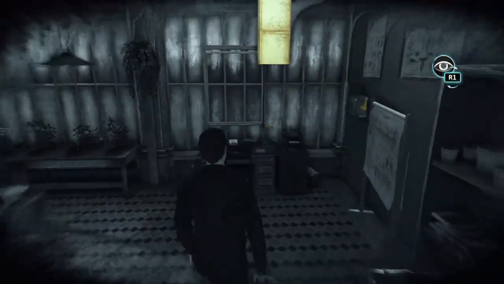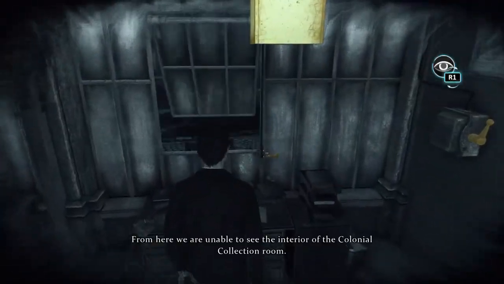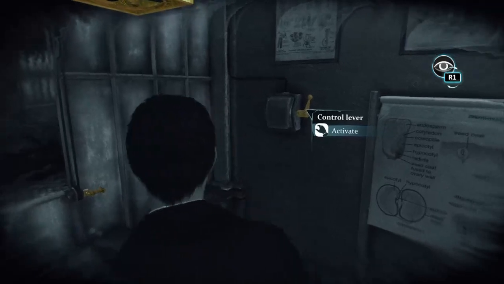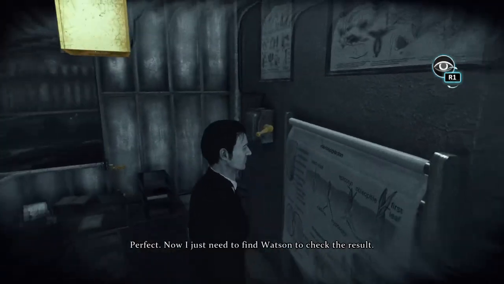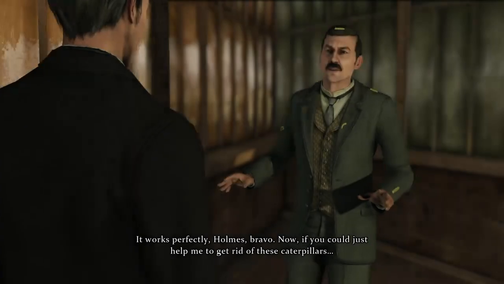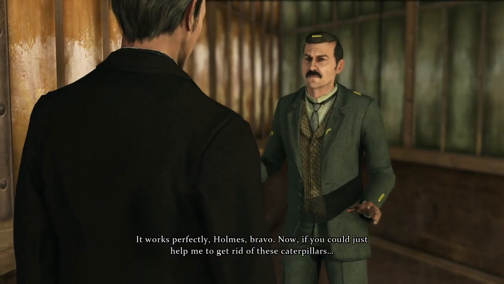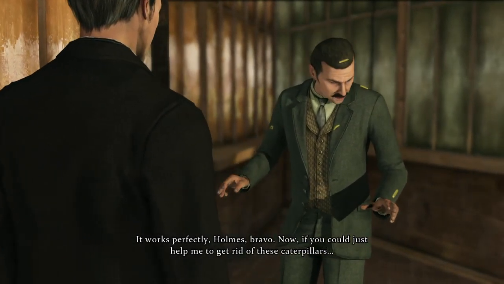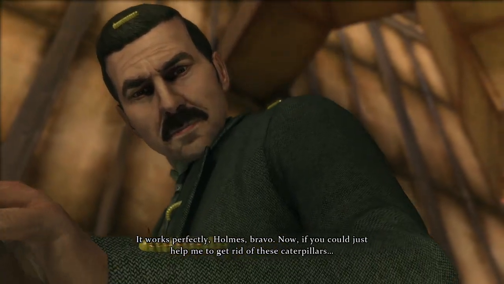So at the moment it seems like... From here, we are unable to... Yeah. Perfect. Now I just need to find Watson to check the result. Okay. It works perfectly, Holmes. Bravo. Now, if you could just help me to get rid of these caterpillars.